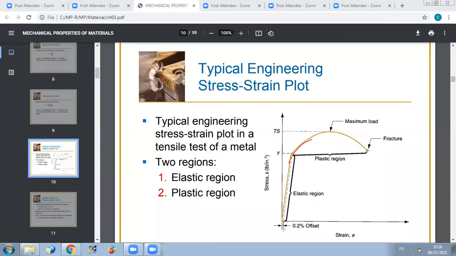This is why it's called the 0.2% offset method. So we take epsilon equal to 0.002, okay? And from this point, we draw the parallel line to the elastic region line. And this line will cross the curve at a certain point. This point corresponds to the yield strength. So as you can see here, we obtained a very close value to the yield. So this is the offset method.